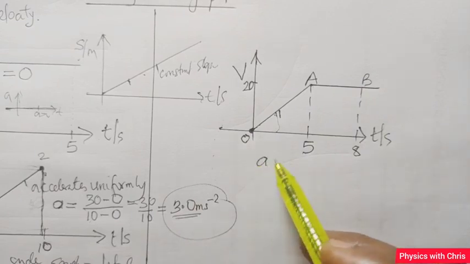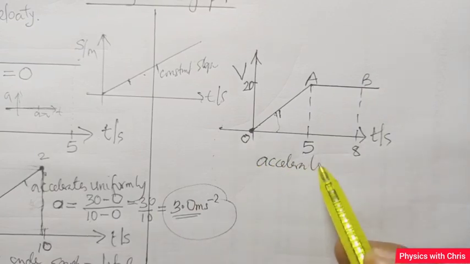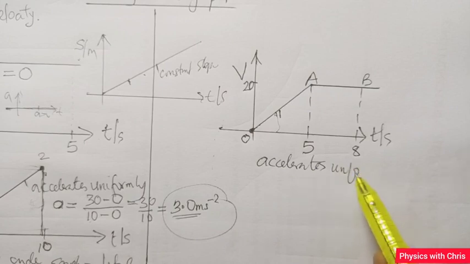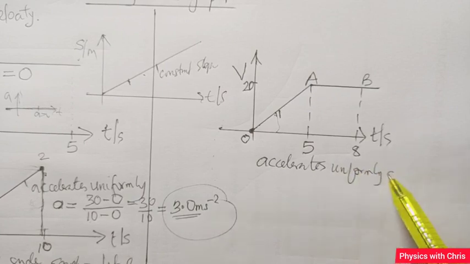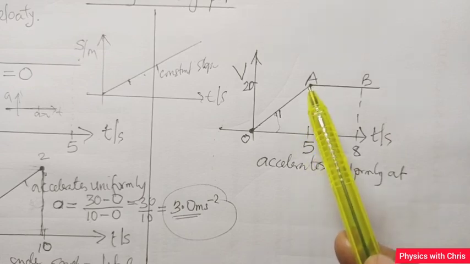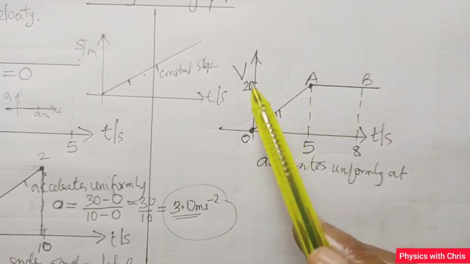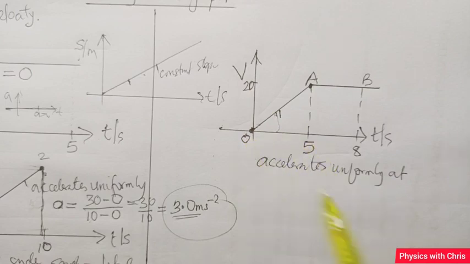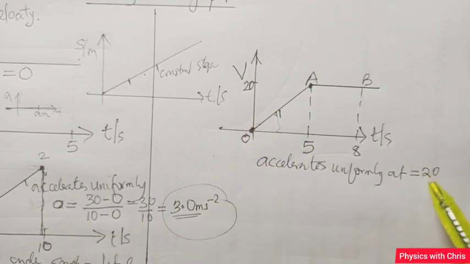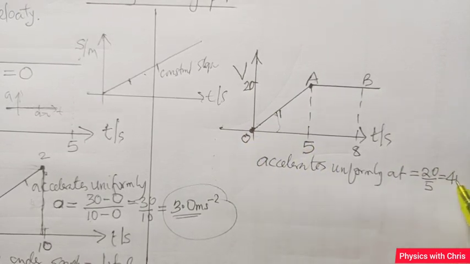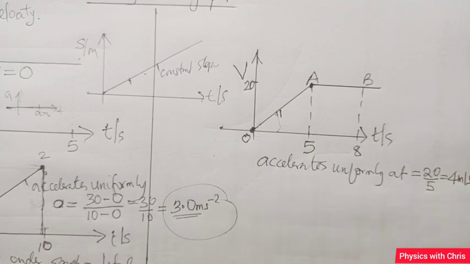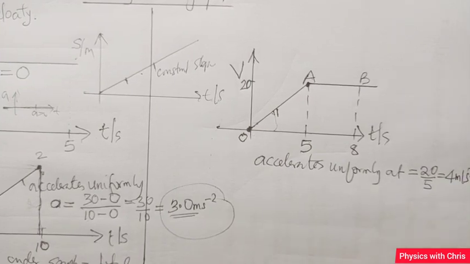So the body starts from rest and then accelerates uniformly. At what rate? We can quickly find the acceleration. We can use this point and this point on the graph: 20 minus 0 over 5 minus 0. That will give me 20 over 5, which is 4 meters per second squared. So the body starts from rest and accelerates uniformly, reaching a velocity of 20 meters per second after 5 seconds.